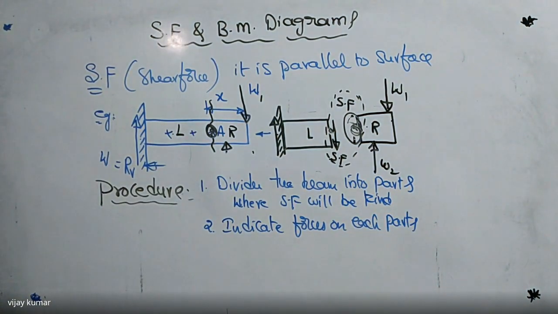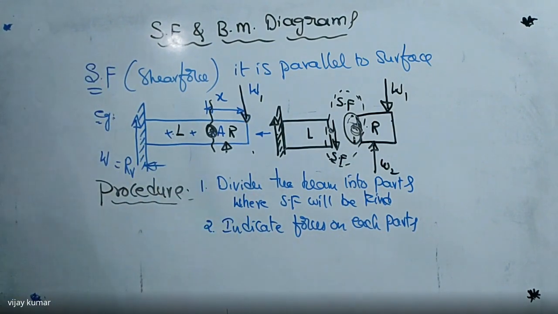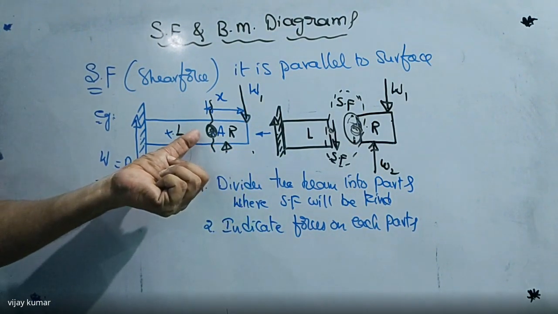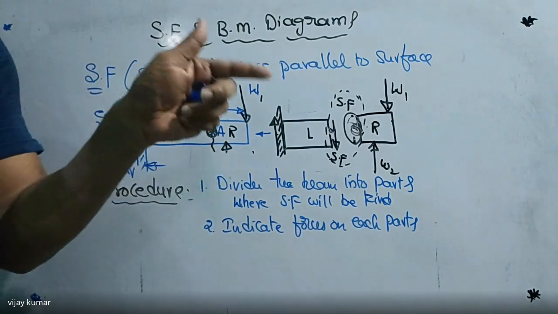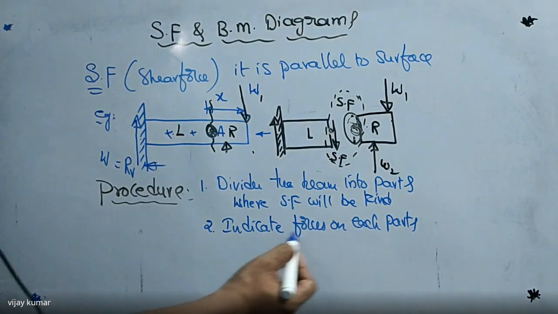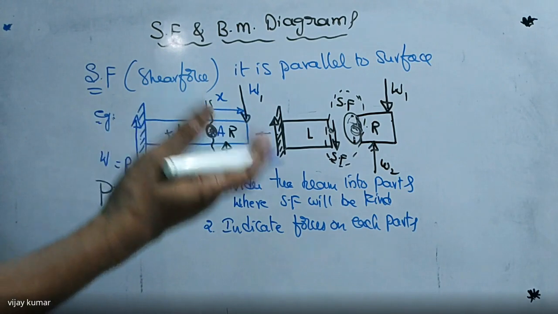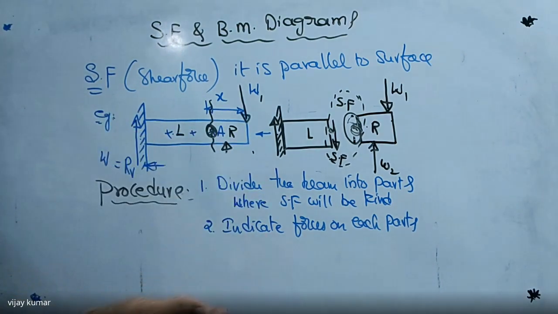If you remember these points, we can solve any question, any type of beam, any type of load. We can calculate the value of shear force at any point. If you want to find the shear force at a point, first of all, divide that beam at that point into two parts. Then we get right and left parts. And indicate the forces on each part. So I'm going to indicate which forces are acting on the right portion, and which forces are acting on the left portion.